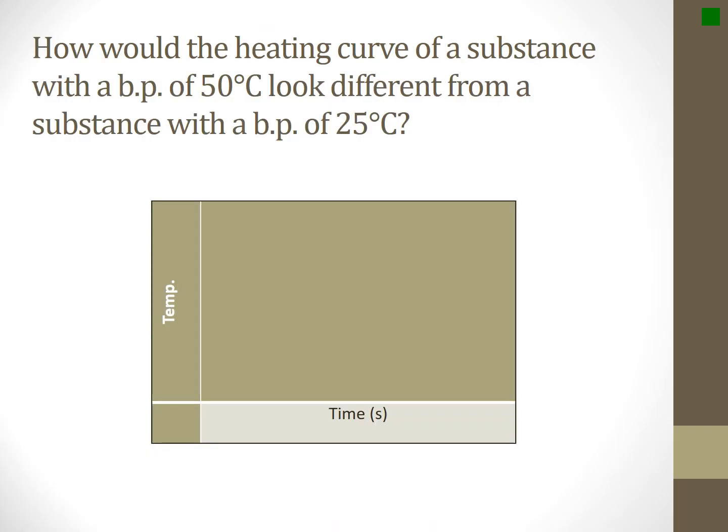All right, so what would a heating curve look like if a substance had a boiling point of 50 degrees and another substance had a boiling point of 25 degrees? I'm going to use yellow for 25 degrees, and I'm going to say that 50 degrees is going to be this light blue color. Originally, they are both going to heat up at the same rate. So at this point I have both my yellow and my blue particles.